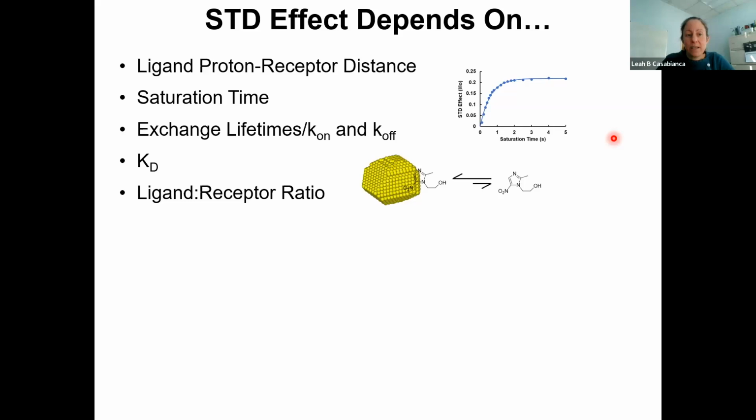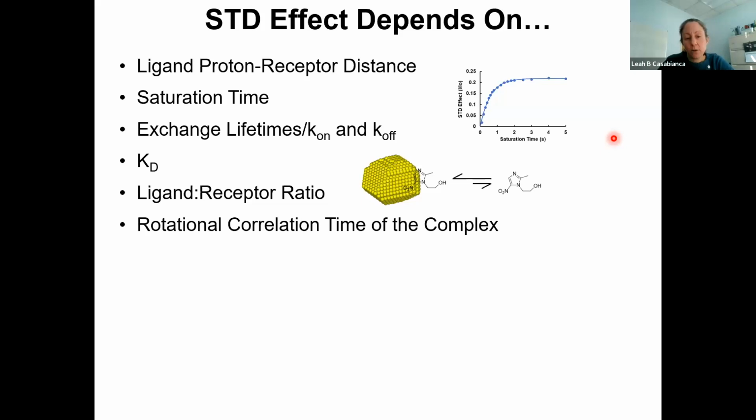The STD effect also depends on exchange lifetime, so the K on and K off rate, the KD, as well as the ligand receptor ratio. All of these different effects influence the fraction of the free ligand that has been saturated. So obviously all of these will come into play in determining the STD effect. We'll talk about how those relate in a few slides. It depends on the rotational correlation time of the complex. So this determines how easily the entire receptor can become saturated. And it depends on the ligand proton T1.